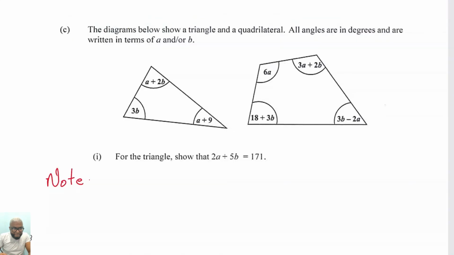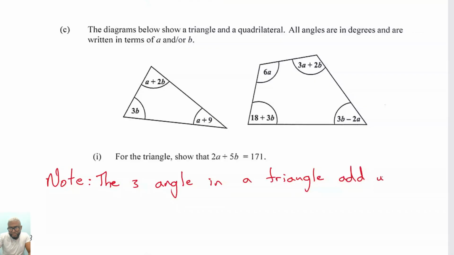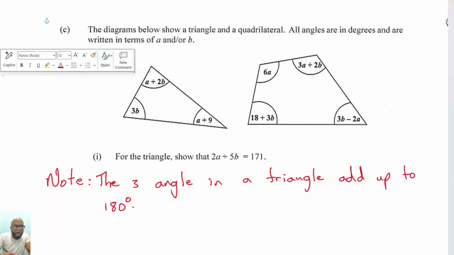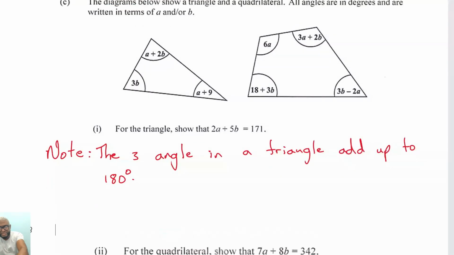So note: the three angles, you'll write it. I don't care if you know it, write it. The three angles in a triangle add up to 180 degrees, right? The three angles in a triangle add up to 180 degrees, right?